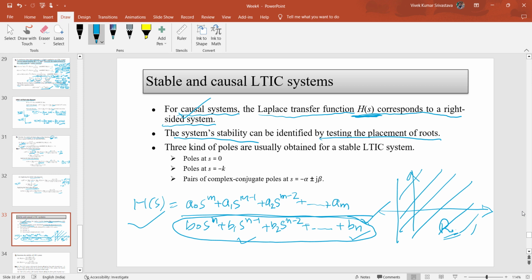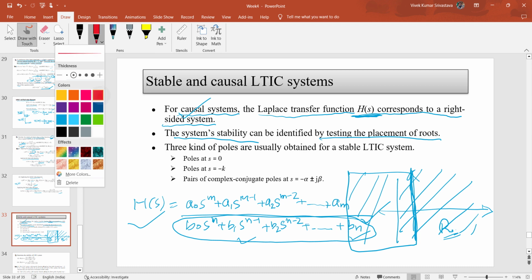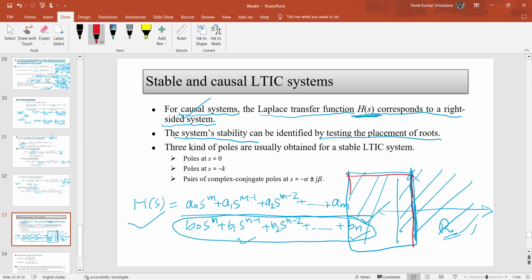Once we evaluate the poles of this transfer function, we check in which region the poles are lying. If poles are lying in the negative part of the S plane, like here, we can say that this system is a stable system. And if they lie in the right hand side of the S plane, meaning the positive side, then it is an unstable system. This is a stable system.